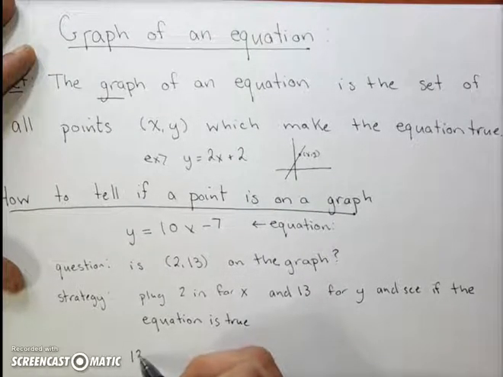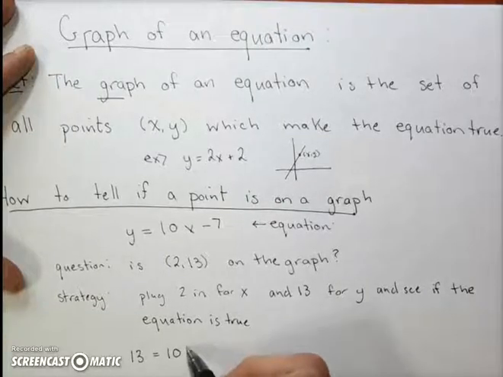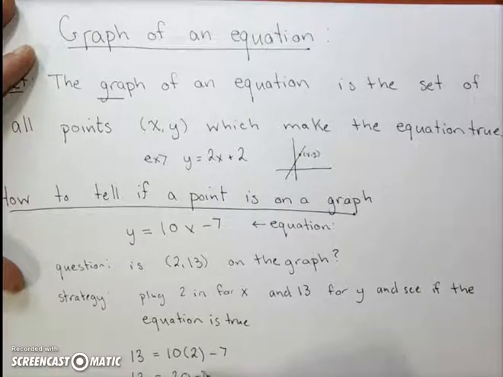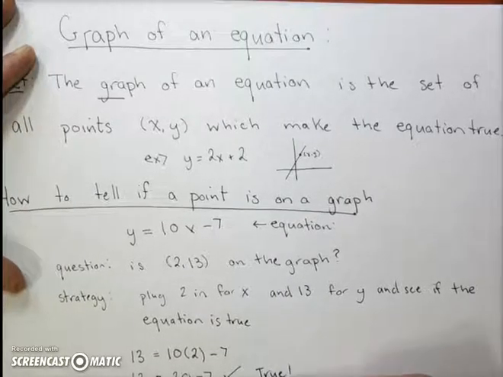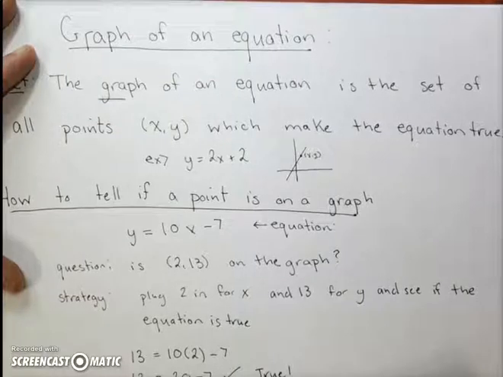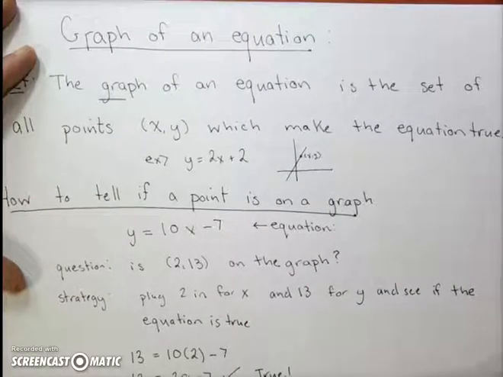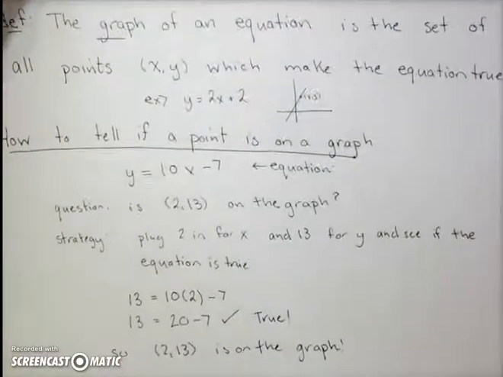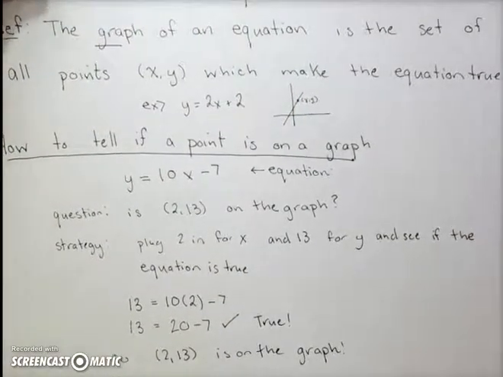So I put 13 where y was, and I put 2 where x was. So I get the statement 13 equals 20 minus 7, and that's true. So 2, 13 is on the graph. So sorry about that. 2, 13 is on the graph. So let's do another example.